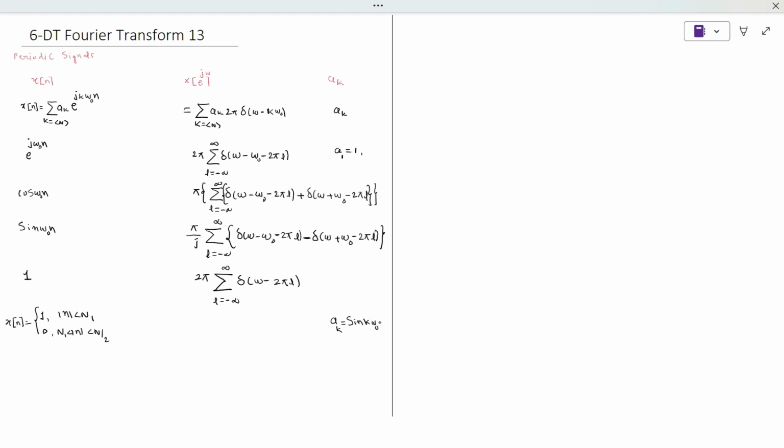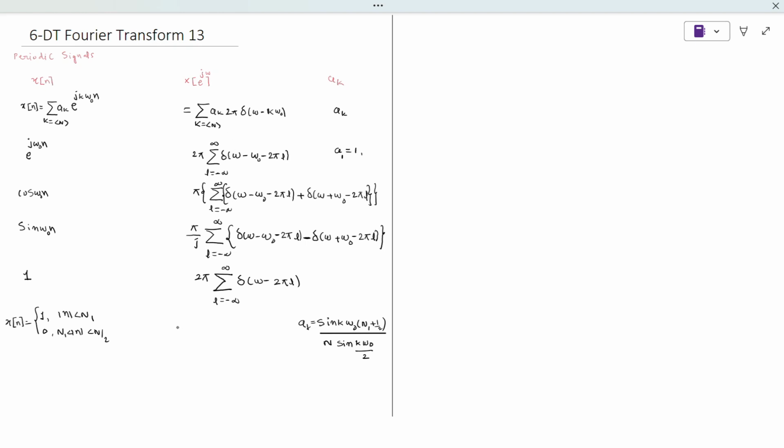sine of k omega naught into N1 plus 1 by 2, so ak equal to sine k omega naught into N1 plus 1 by 2, divided by capital N into sine k omega naught by 2.